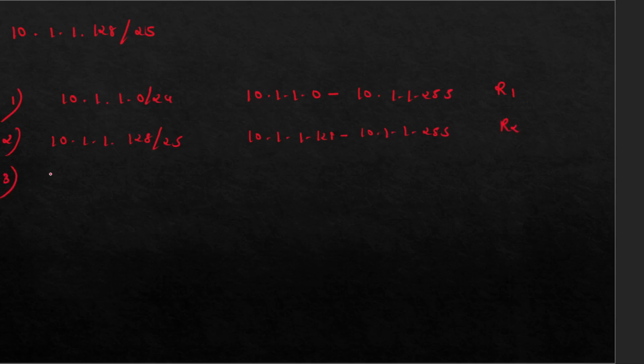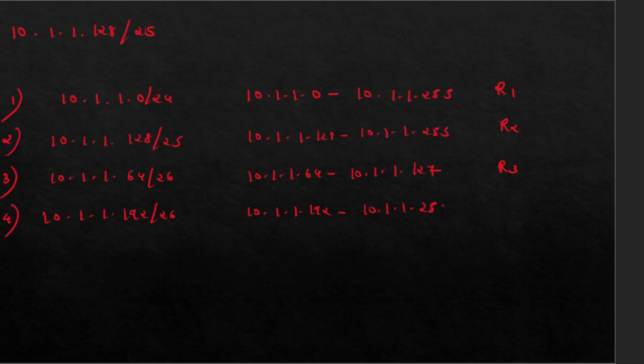The third is 10.1.1.64/26. This will be from 10.1.1.64 to 10.1.1.127, and this will be in R3. After that, the fourth one is 10.1.1.192/26. The range is 10.1.1.192 to 10.1.1.255, and this is for R4.